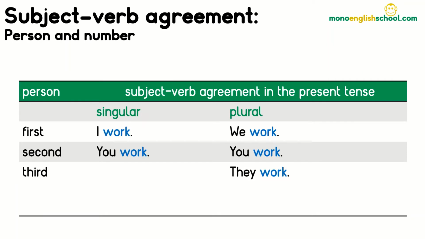This table shows that in the first and second person, plural and singular, and in the third person plural, the verb does not change form. It is I work, you work, we work, you work, and they work. In the third person singular, however, we need to add an S to the end of the verb form. So we use he works, she works, and it works.